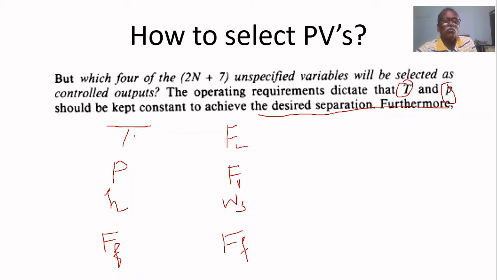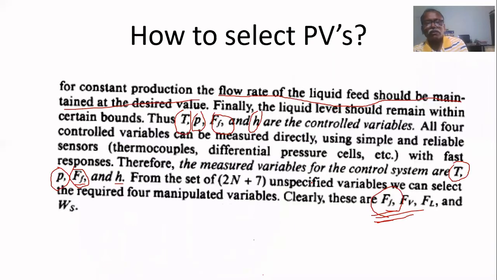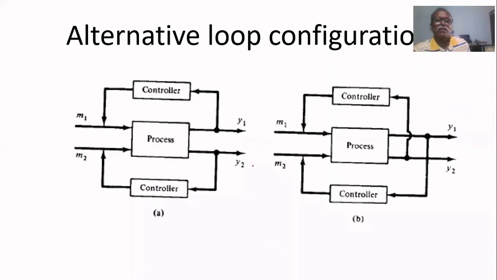Now, how to map this and this? That we have to see, to have an effective controller. That we are going to see, for example, alternate loop configuration.